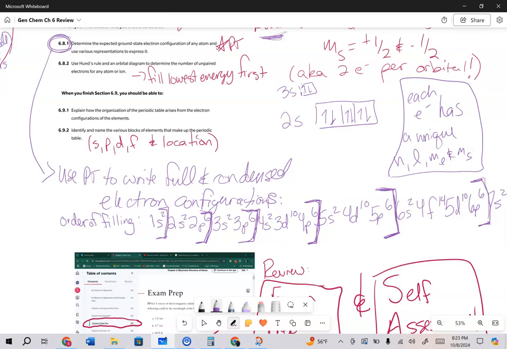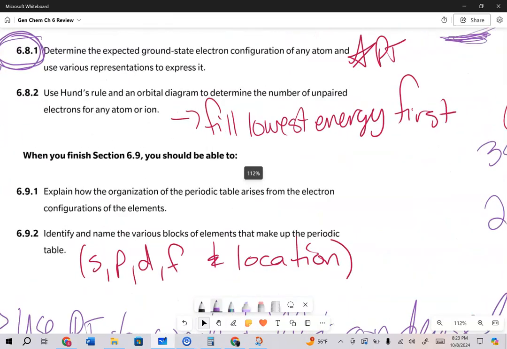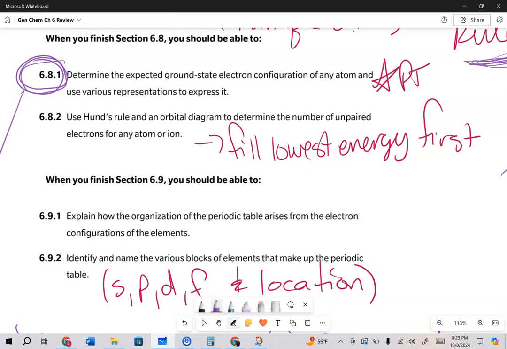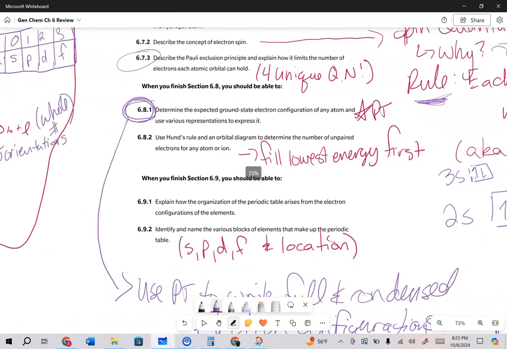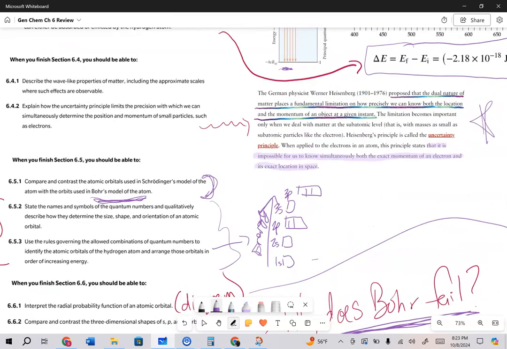Okay, Hund's rule is in the next part of section 6.8. It says use Hund's rule and an orbital diagram to determine the number of unpaired electrons for any atom or ion. So if I give you this diagram and I say put silicon in this diagram, then what you're going to do is figure out where silicon is. You're going to fill each orbital from lowest energy to highest energy.